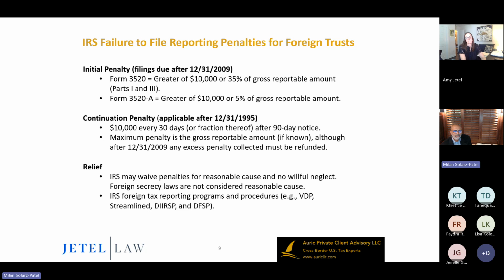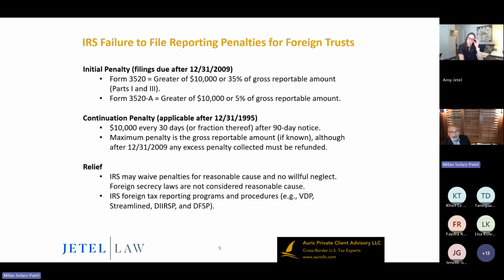What I will say though is that there is some relief that you can get. You can go in for reasonable cause if you can show the IRS that there was no willful neglect. One thing that has come up a lot in the past is, well, the country where my trust is located or my bank account is located has secrecy laws and I can't get the information. The IRS doesn't care. That is not reasonable cause.